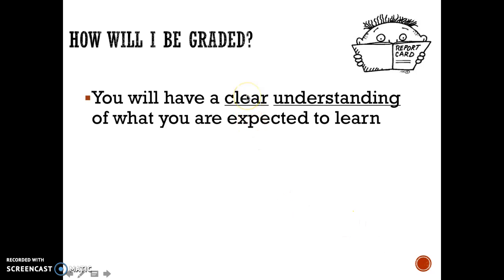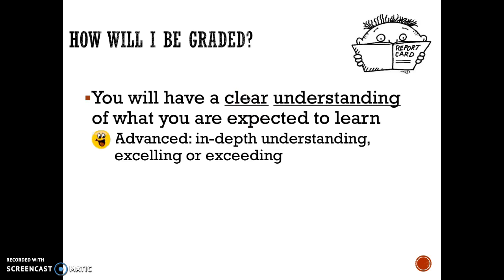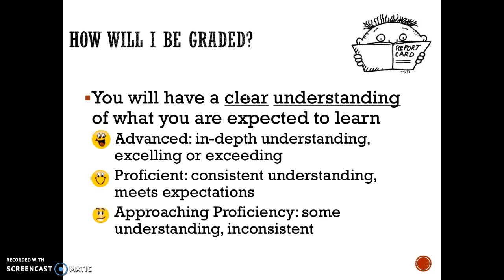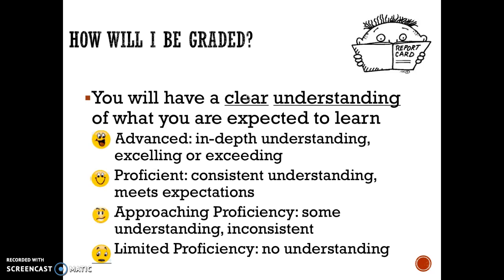How are you gonna be graded? Well, you will basically have a clear understanding. I'm going to give you some rubrics, and you're going to be graded on the 4-point scale. 4 for advanced, really, you know what you're doing. 3 for proficient, which I'm pretty sure most of you will get. Approaching proficiency, and limited is not understanding some things, and you need some help. And I'll help you if you need to. You just got to contact me.